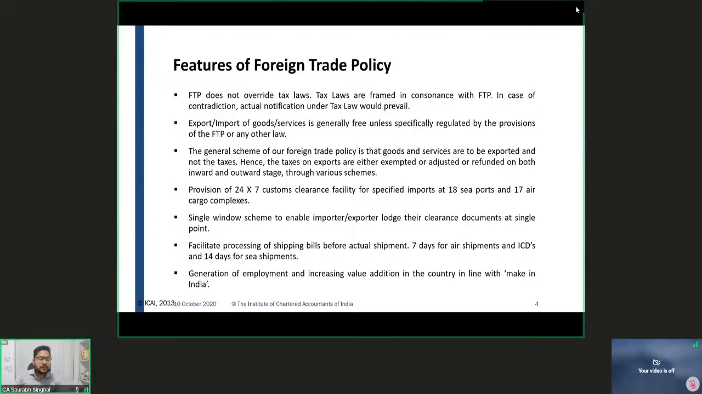Now, some basic features of foreign trade policy. Foreign trade policy does not override tax laws. That is, it is just a policy document, though it has the power of law. But in case there is a specific provision in a tax law which is inconsistent with the foreign trade policy, what shall prevail? The tax law shall prevail, not the foreign trade policy.